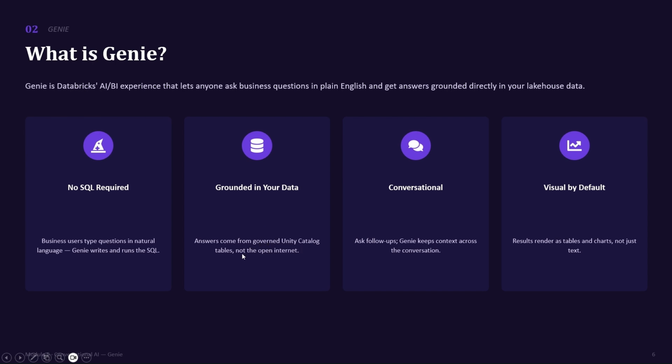It answers from the governed Unity catalog tables or that limited context. It's conversational. You can ask a follow-up question, and it would maintain the context. And the response generated by the Genie is always going to be a nice visualization response in the form of charts, tables, and all.